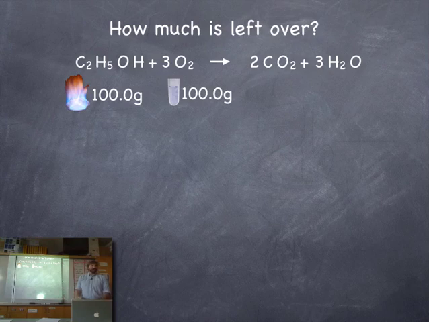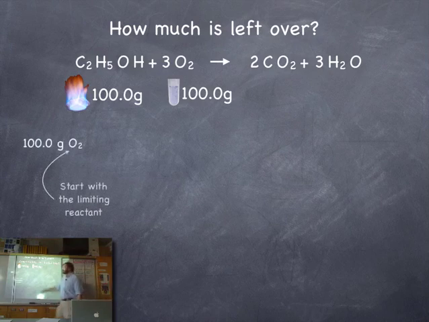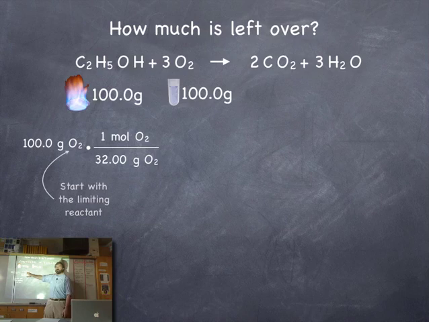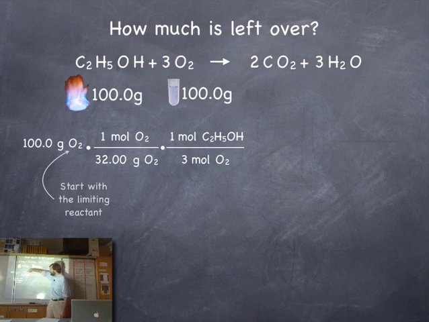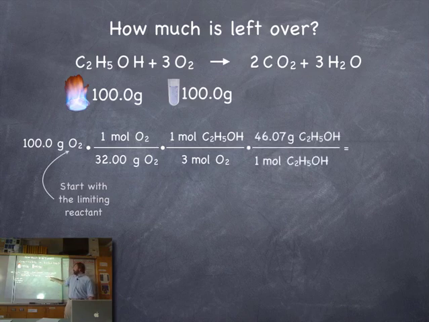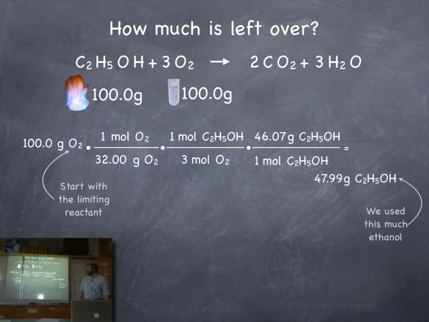Same stoichiometry, same setup. Start with your 100 grams of oxygen, convert from grams to moles. Use the ratio. In this case, it's 3 moles of oxygen to 1 mole of ethanol. Notice these things are canceling out, right? That's why I'm using this dimensional analysis to help me see that. And then I can convert back from moles of ethanol into grams. And I can find out that we would actually need 47.99 grams of ethanol. That's how much ethanol we need to react with all of the oxygen. That would use up all the oxygen.